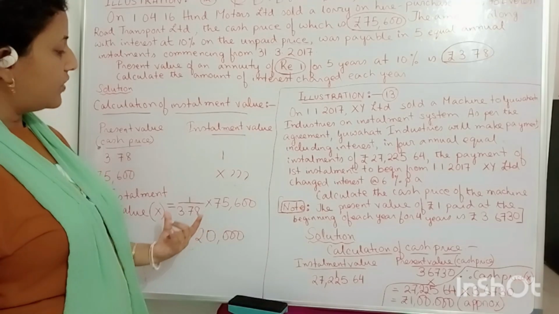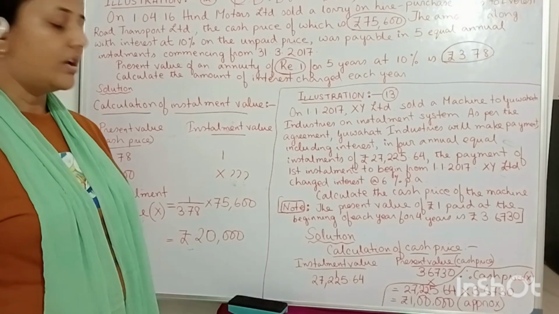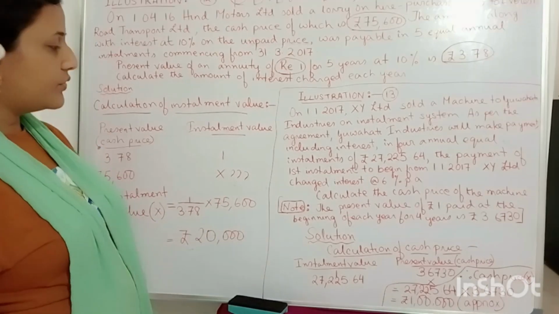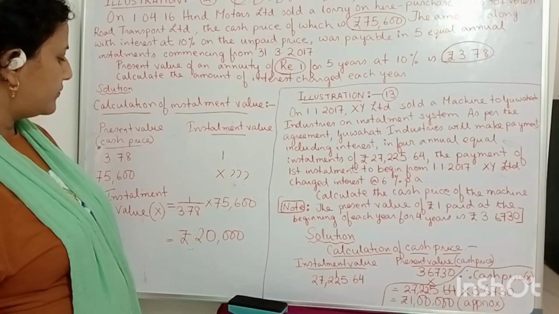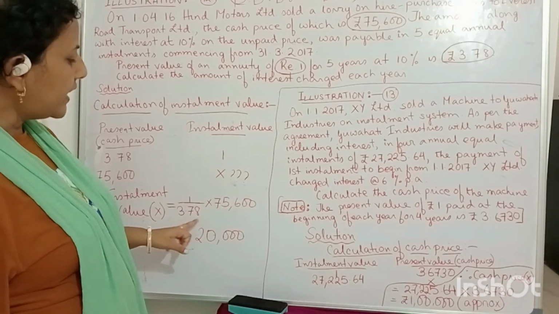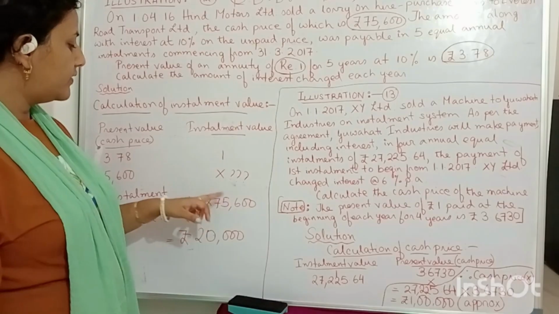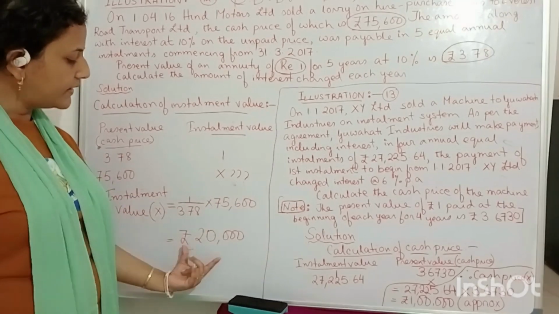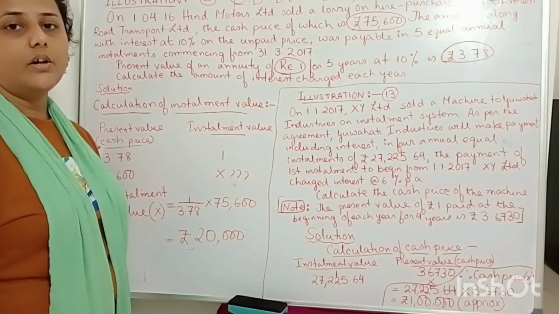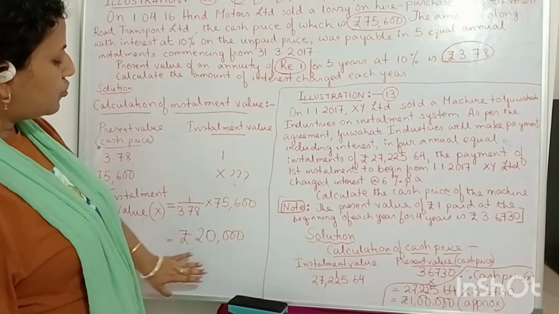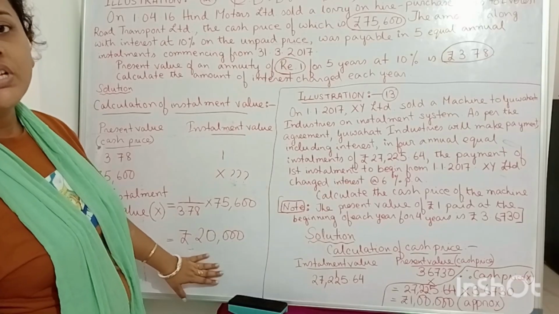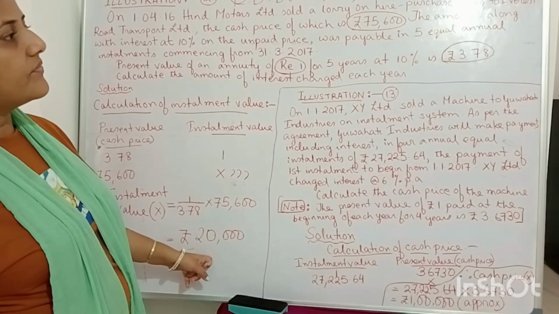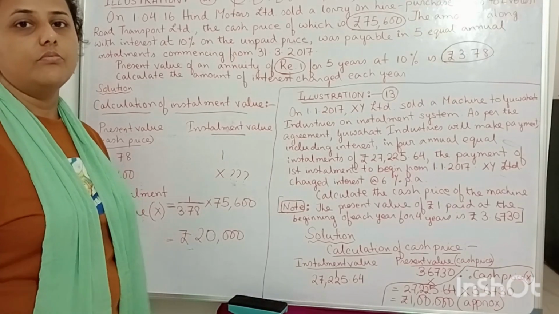You have done problem sums just like that. You have to solve this sum and take out the value of each installment. When you calculate this, you get the figure as rupees 20,000. So 20,000 is the value of each installment. There are 5 installments and 20,000 is the value of each installment.